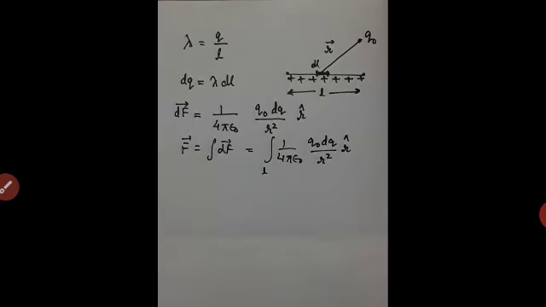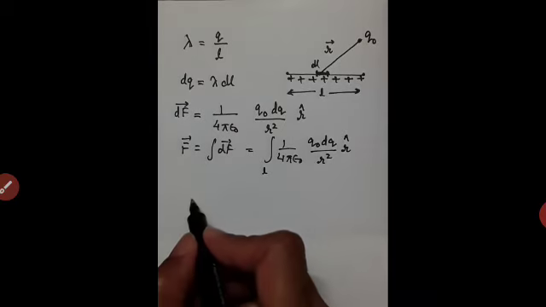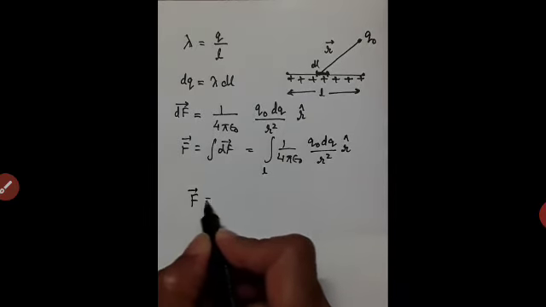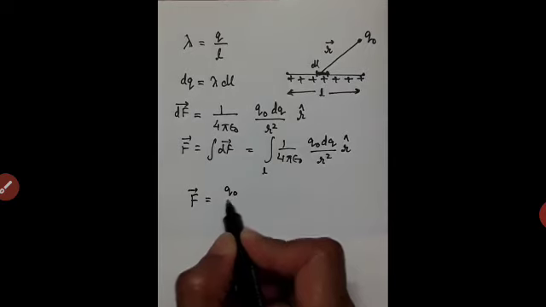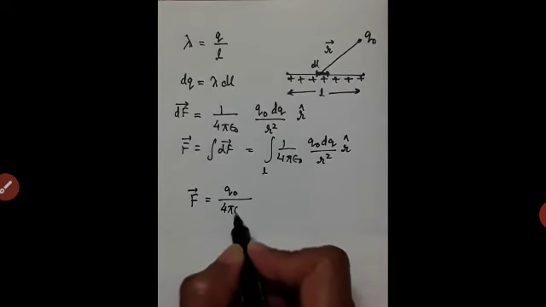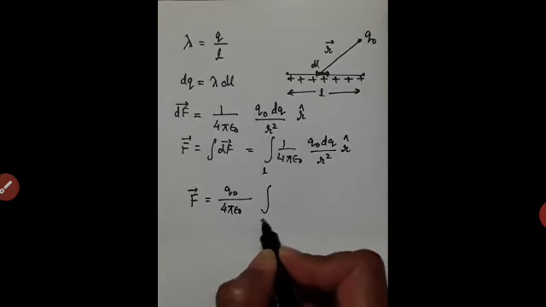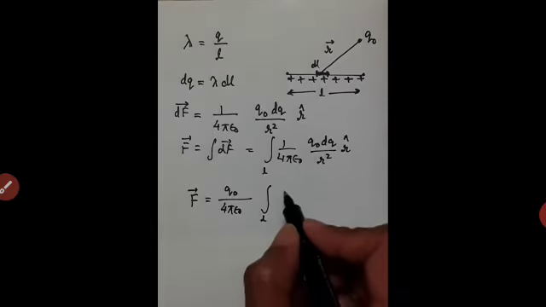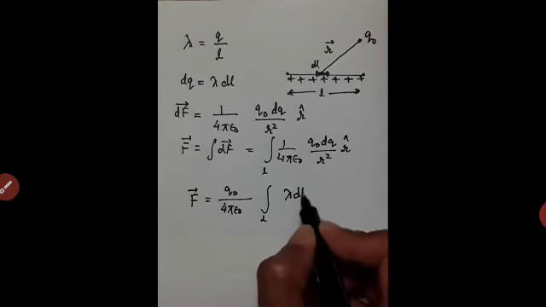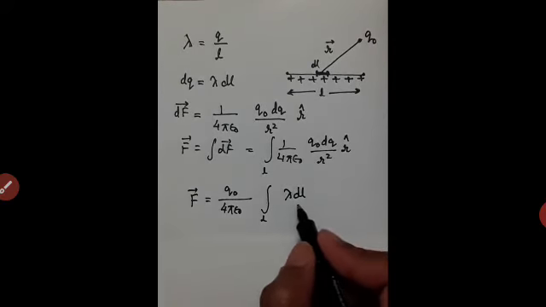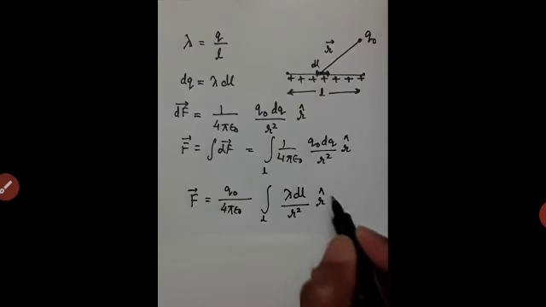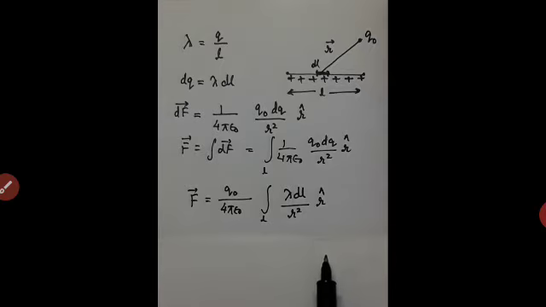Now, we take the constants out of the integration, and our equation will be F equals Q0 upon 4 pi epsilon naught, integral over L of lambda dl by r square, unit vector r, where dq is substituted as lambda dl. This is the formula for the force due to linear charge distribution.